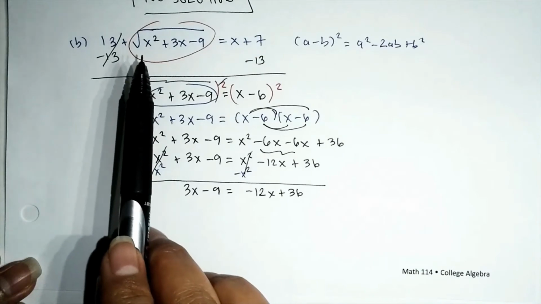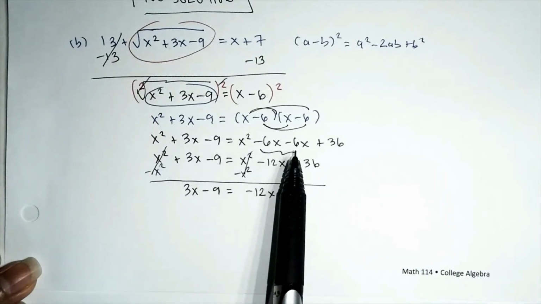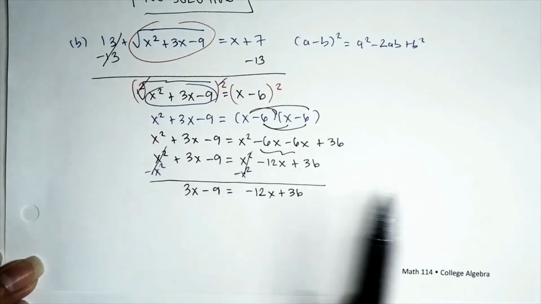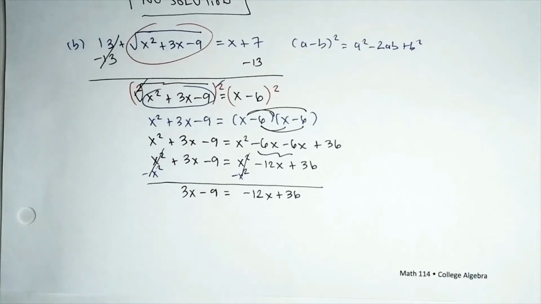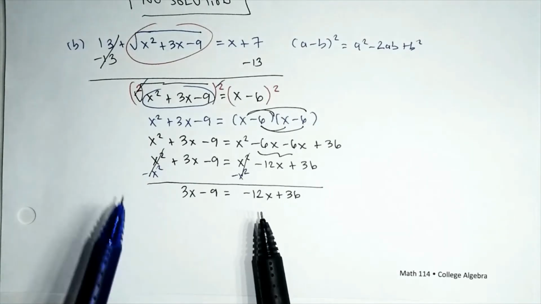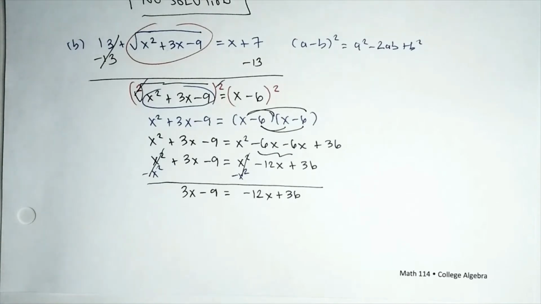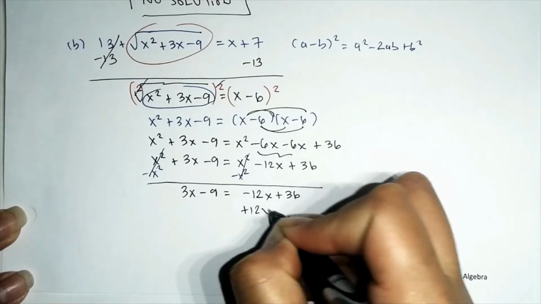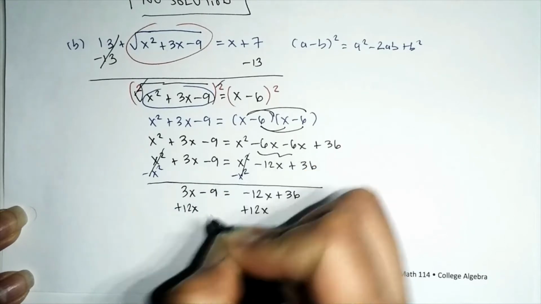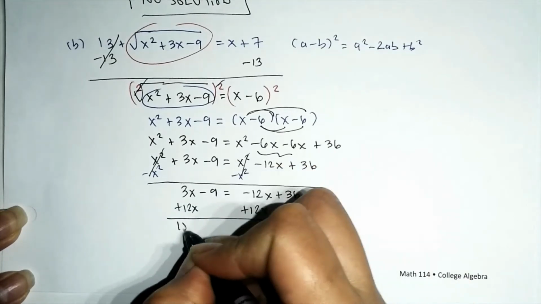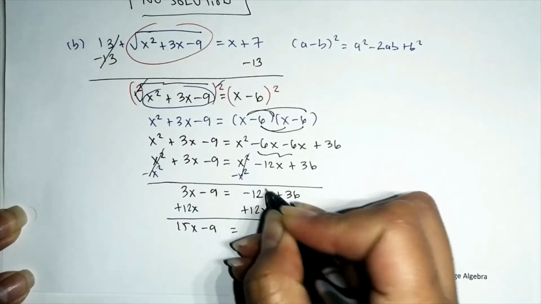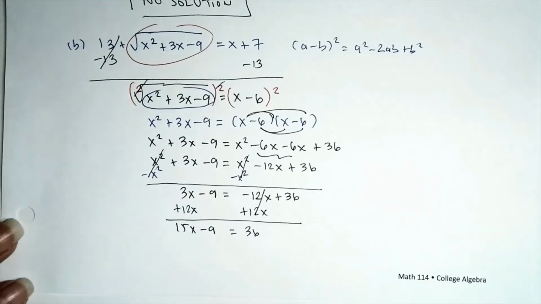What's going on? We went from a radical equation to a quadratic equation, now to a degree 1 equation, or linear equation. How fun is that? Now, since we have variable terms on both sides, we need to fix it so we have variable terms only on one side. Let's add 12x to both sides, so that way we can have positive coefficients. When we add 12x to both sides, that will give us 15x minus 9 is equal to 36.